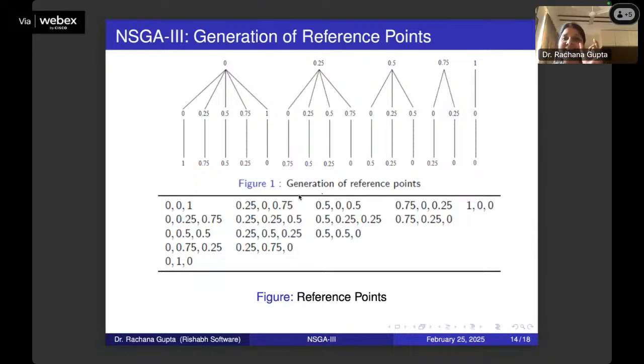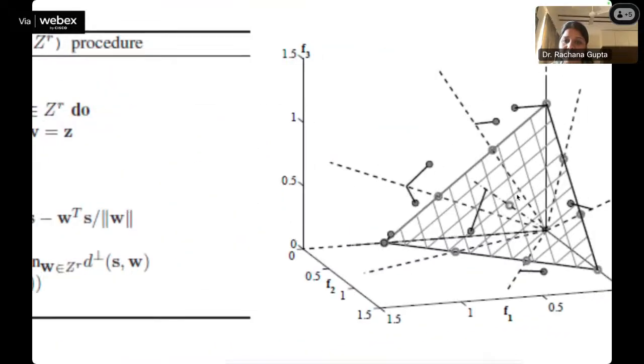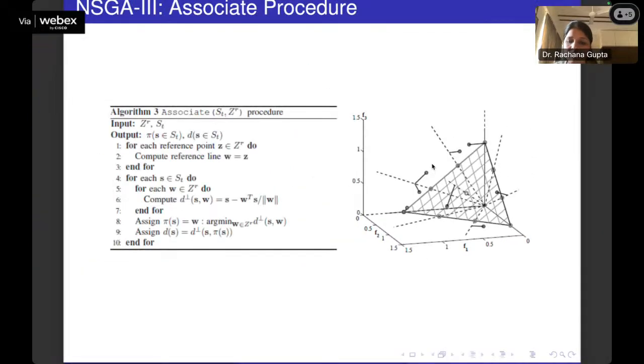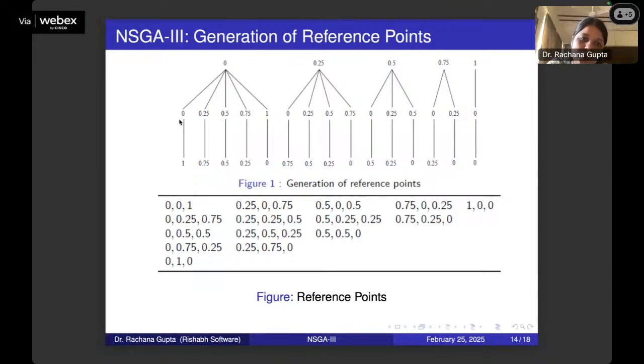Now we will start writing the points. This is the reference point. Because this is a 3D space, try to understand that this is a 3D space: F1, F2 and F3. Each solution will represent the three objective values, like F1, F2 and F3, right? So here we will write 0, 0, 1. This will be our first reference point.